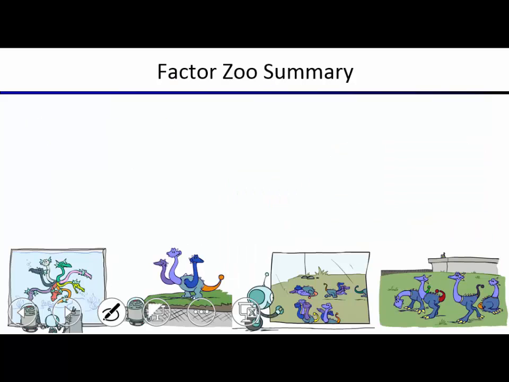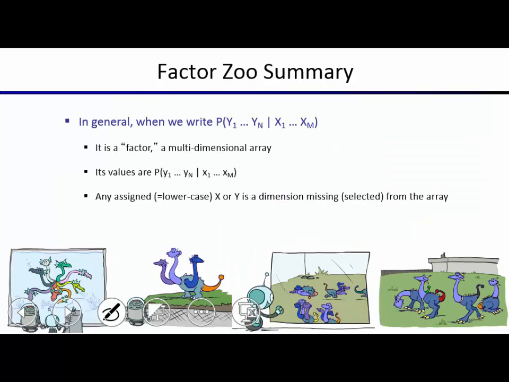Okay, so in summary, what we'll be dealing with in general is factors. They could be conditional distributions of some set of variables given some other set of variables. Any of those could be instantiated or non-instantiated. Instantiated will be indicated by lowercase, non-instantiated by capitalized variables. Sometimes they have the meaning of a conditional distribution or a joint distribution. Sometimes they're just parts of a joint or conditional distribution that you sliced out of the table and that you retained.